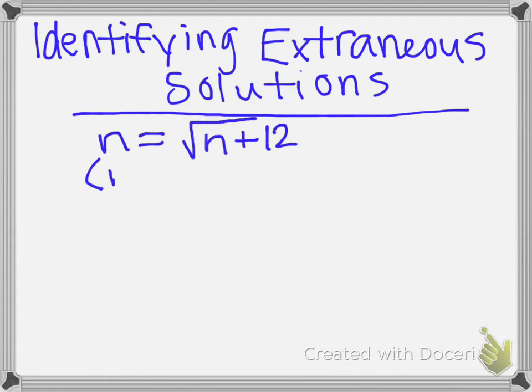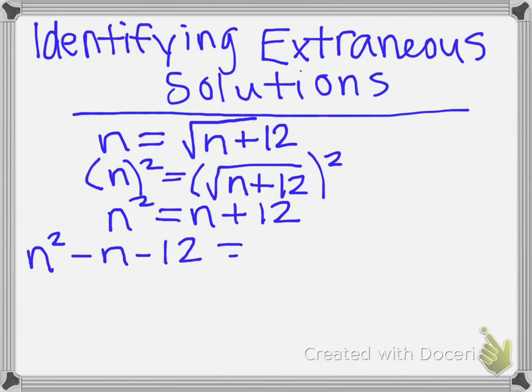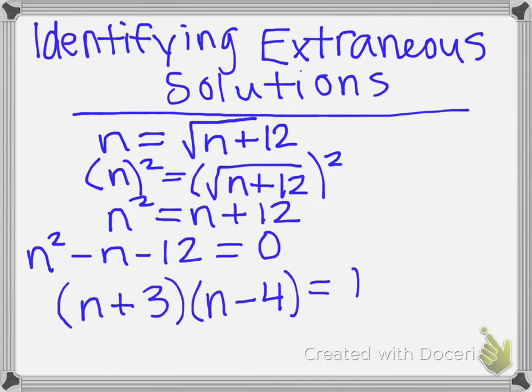So if we are given n equals the square root of n plus 12, we're going to figure out if we get any extraneous solutions when we solve this. So we're going to go through and solve it like normal. We're going to square both sides to get that square root to go away. So we will get n squared equals n plus 12. And now we will go about solving it. To do that, we're going to have to subtract n and 12 from the other side and get it equal to 0 so we can factor. So we'll have n squared minus n minus 12 equals 0, and then we'll factor it. So it'll be n plus 3 times n minus 4 equals 0.